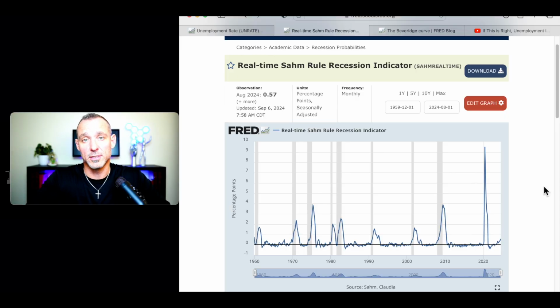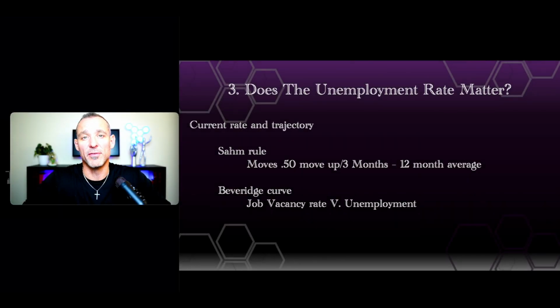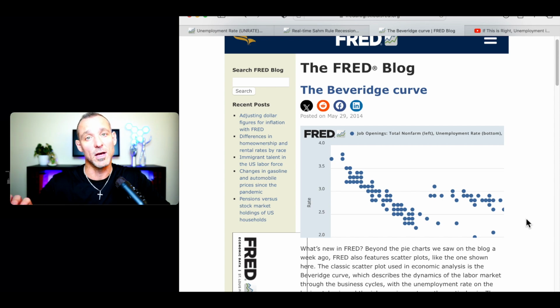Let's look at current Sahm Rule indicators. According to the current Sahm Rule indicators, we are at 0.57%, 57 basis points within the last 3 months of a rise in unemployment, and that indicates that we are very likely going into a recession. This is the Sahm Rule chart, and it shows right here we broke past the baseline and we're now sitting at 0.57. Another indicator is what they call the Beveridge Curve. The Beveridge Curve has to do with the job vacancy rate versus the unemployment rate, but it's a pretty complicated chart. You'll see that it's difficult to understand.